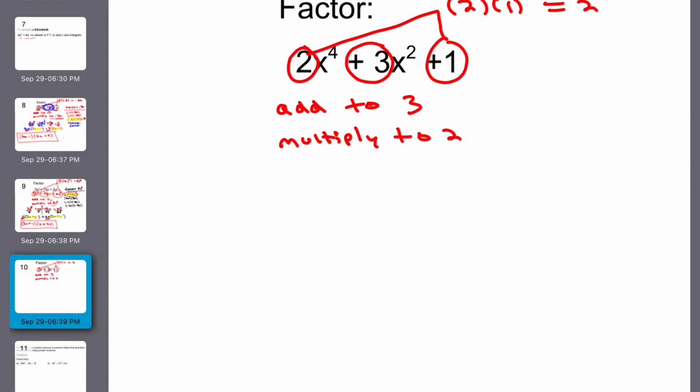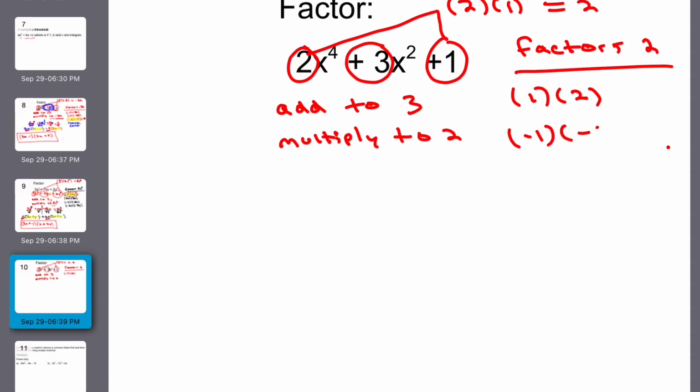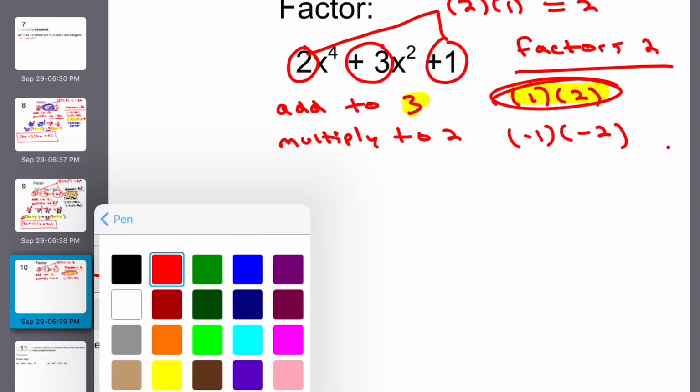And you guys probably know this one already. Add to 3, multiply to 2. So factors of 2, if you are really stuck, basically you got 1 times 2 or negative 1 times negative 2. So it looks like definitely that first one, 1 and 2, are going to add to the 3 that we want. So those are going to be our magic numbers, positive 1 and positive 2.